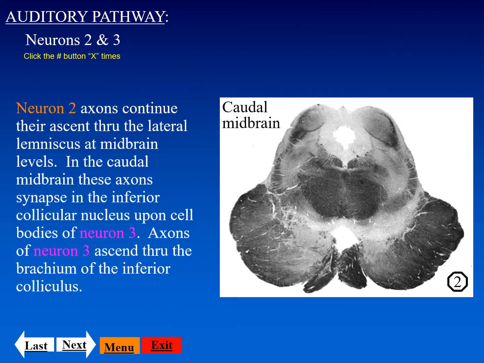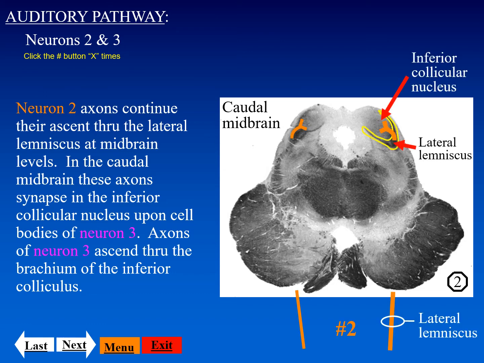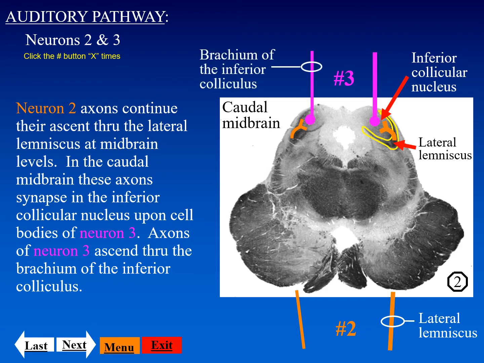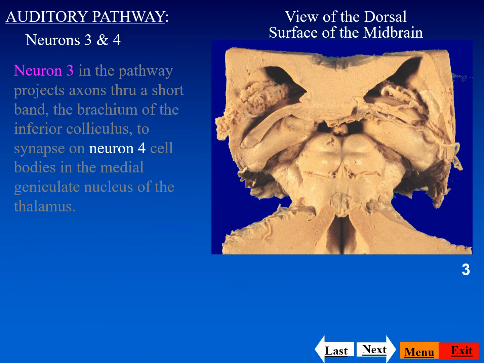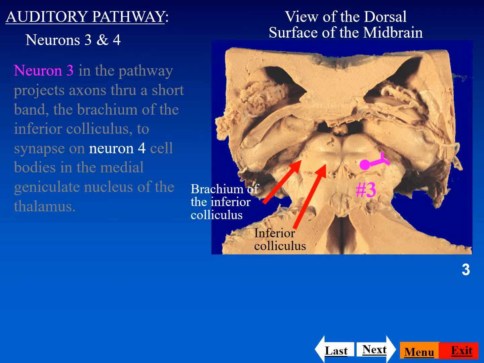In this image, neuron 2 axons in the lateral lemnisci synapse on cell bodies of neuron 3 located in the inferior colliculus nuclei of the caudal midbrain. Axons of neuron 3 then ascend through the brachium of the inferior colliculus. Axons of neuron 3 project through the brachium of the inferior colliculus to synapse on cell bodies of neuron 4 located in the medial geniculate nucleus of the thalamus, which is here visualized as its surface feature, the medial geniculate body.